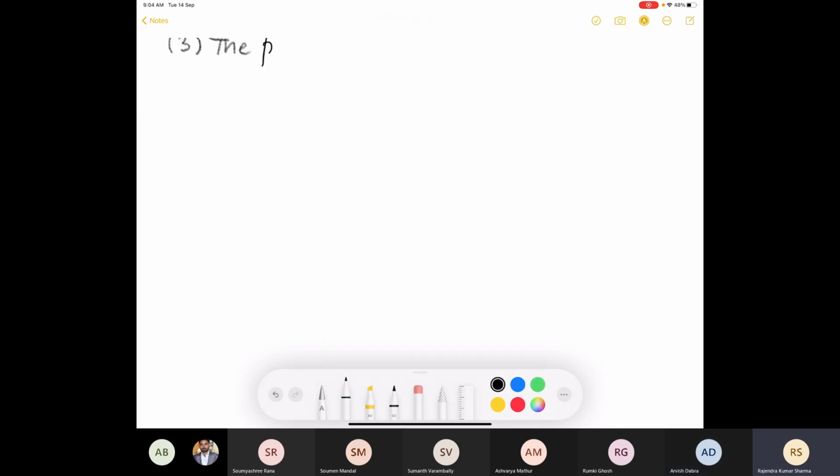So the point W naught. You remember this is, since we are writing the point, so let me write the coordinates for itself. So 9 by 5, 0, 12 by 5. Now this is the point of intersection, you can see this is the point of intersection.